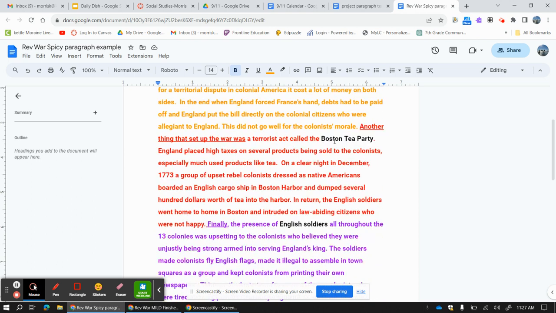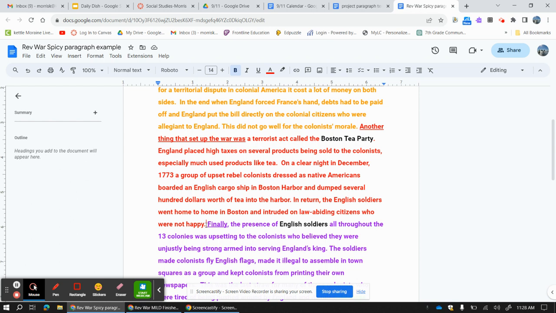Here's my next point. Another thing that set up the war, and these are my transitional words, linking together the whole theme, a terrorist act called the Boston Tea Party. England, and here's my evidence, England placed high taxes on several products being sold to the colonists, especially much-used products like tea. On a clear night in December 1773, a group of upset rebel colonists dressed as Native Americans boarded an English cargo ship in Boston Harbor and dumped several hundred dollars' worth of tea into the harbor. In return, the English soldiers went from home to home in Boston and intruded on the law-abiding citizens who were not happy about this. I've just given you the second reason that the Revolutionary War was going to happen in the future.